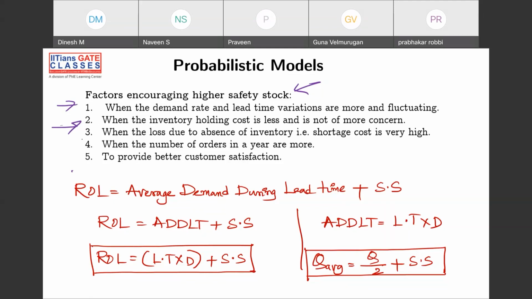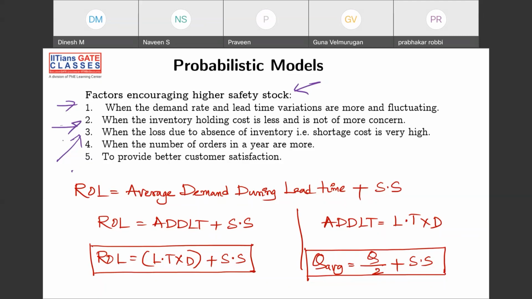And sometimes shortage cost is very high, in the sense that you're losing so much profit. Let's say your mobile customer is coming to you and asking for a mobile, you're not providing it. For that you are getting a huge margin. So you don't want to lose that. So if you don't want to lose that, you have to carry more and more safety stock.